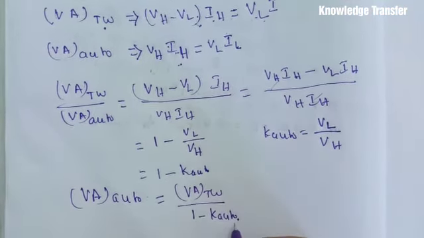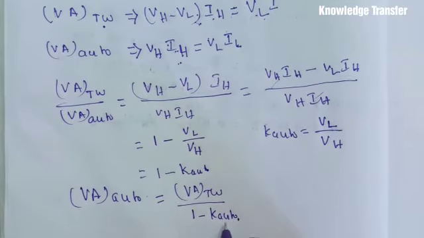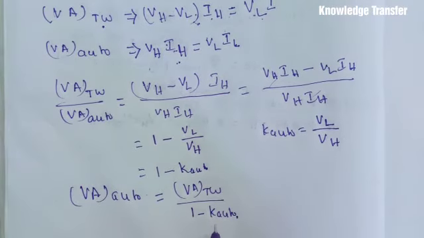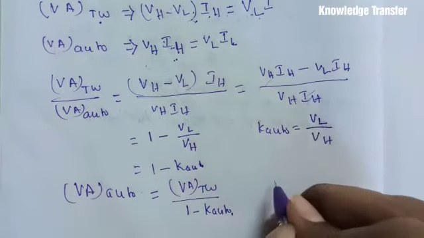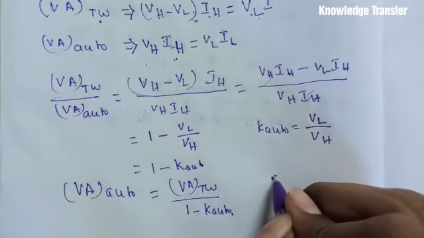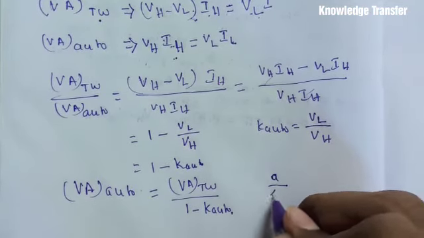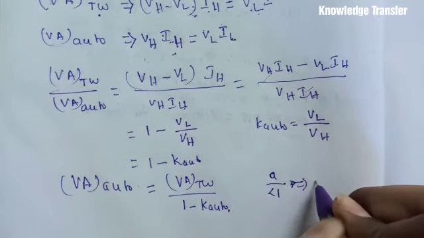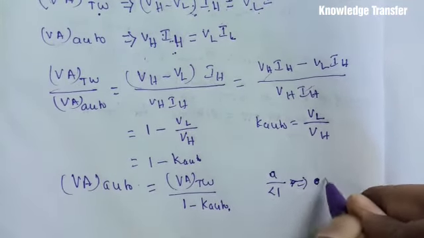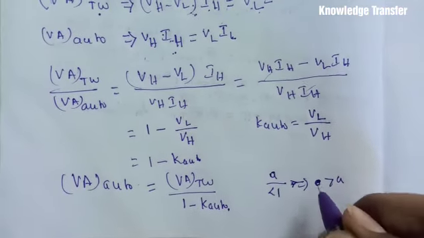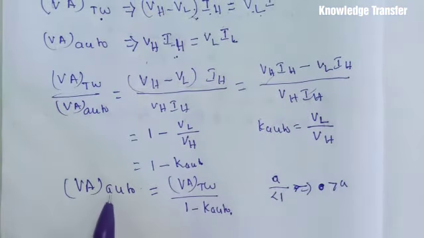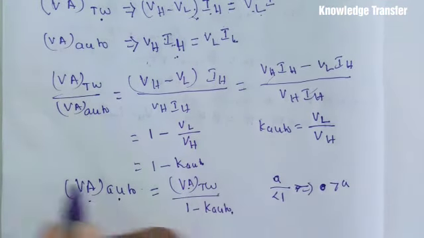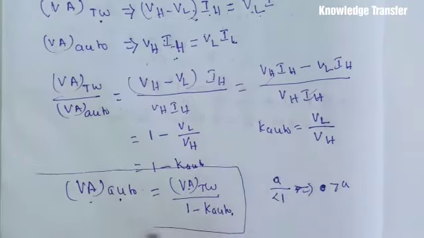as K auto is always less than 1, and 1 minus something less than 1 will also be less than 1. If you take something A divided by a number less than 1, the result will be greater than A only. So we can conclude that the volt ampere of the auto transformer is greater than the volt ampere of the two winding transformer. This is the result we got.